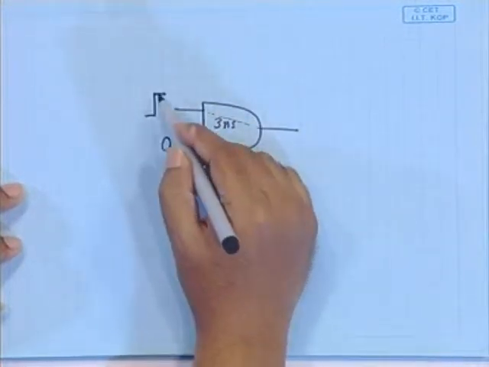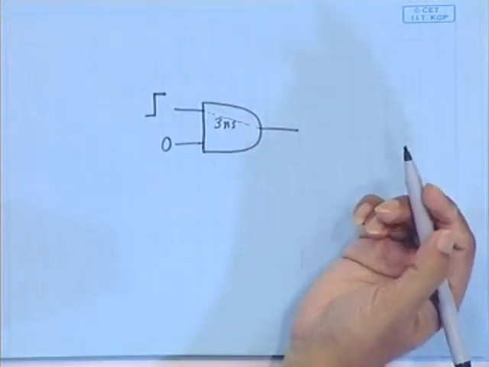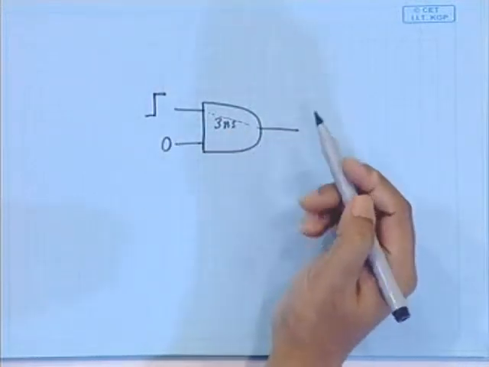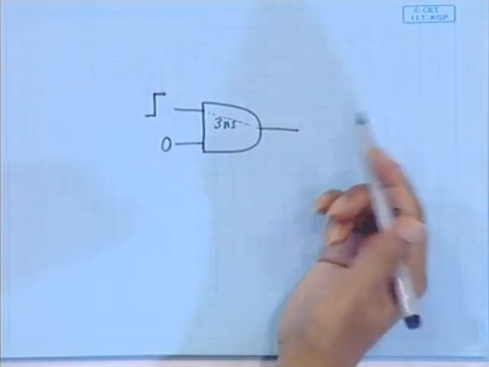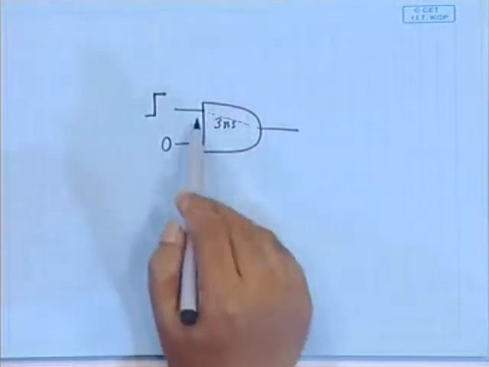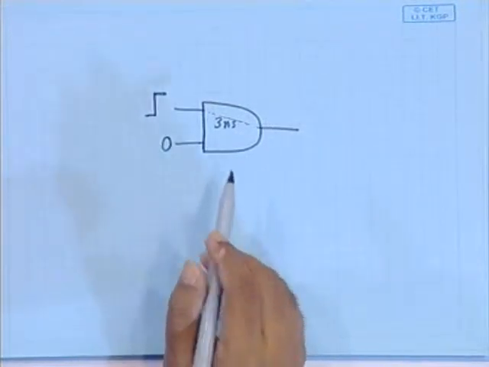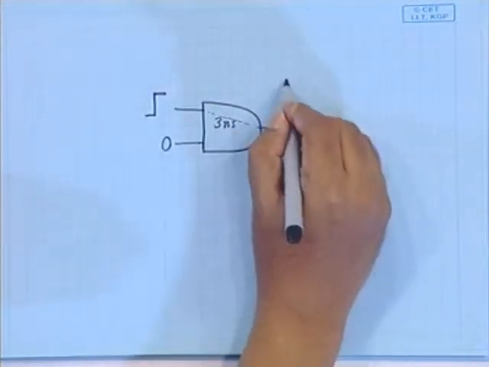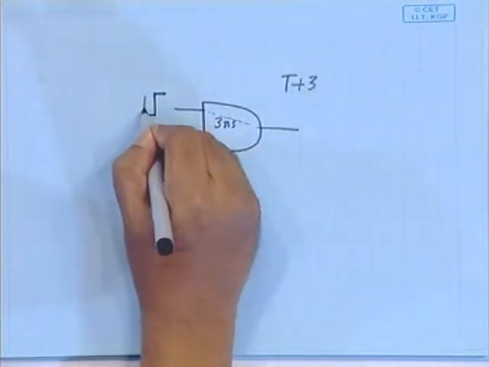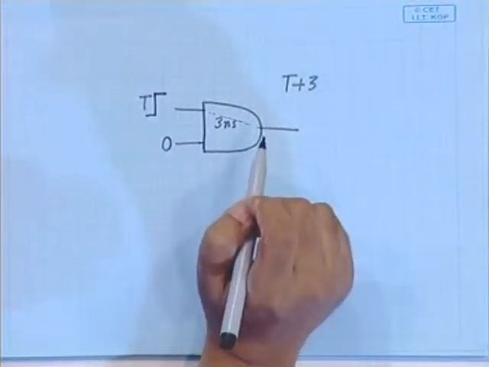So, we find that this becomes 1, this becomes 0, and then we might say that since one input of the AND gate is 0, we do not schedule any event here at time t plus 3, because it does not appear that the output of the gate will change. So, the evaluation event at time t plus 3, given that this takes place at time t, if we do not schedule that, then there can be a problem.